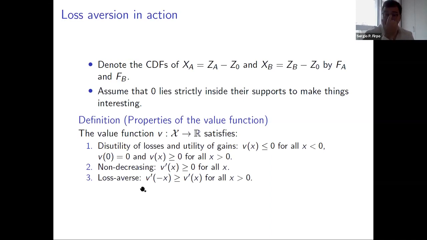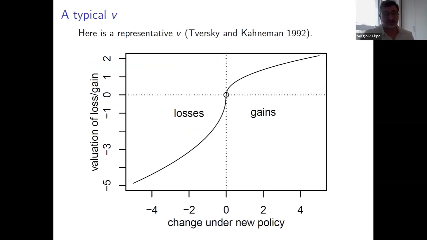Okay, so as I said, XA is ZA minus Z0, XB is ZB minus Z0, and they follow FA and FB distributions. Okay, so what would be one possible image, or one possible shape, for this V function would be something like that, right? And we are just getting this from Tversky and Kahneman, right? That's the kind of thing that we have in mind, okay?